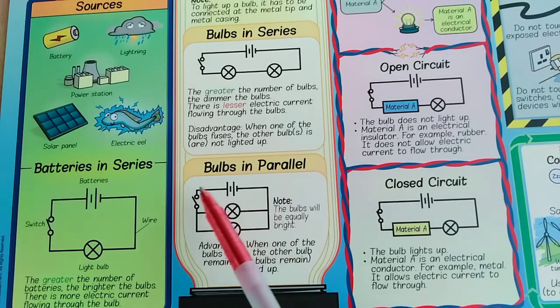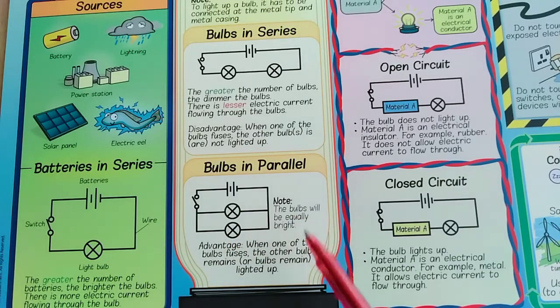When this is arranged in this way, one loop and two loops, this will be bulbs in parallel, and the bulbs will be of equal brightness. And that's the advantage. So even when one of the bulbs fuses, the other one remains lit.